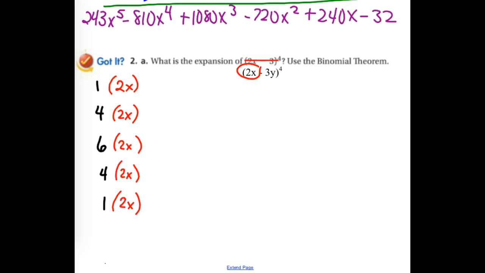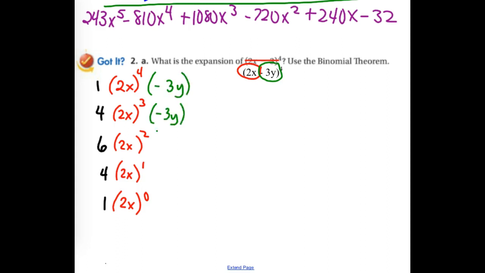What's the first power going to be? A 4. 4, 3, 2, 1, 0. Okay. Next term is what? Be careful here. Next term is negative 3y. Yes. Okay, so each of these needs a negative 3y. And remember, the second term, the powers go up.